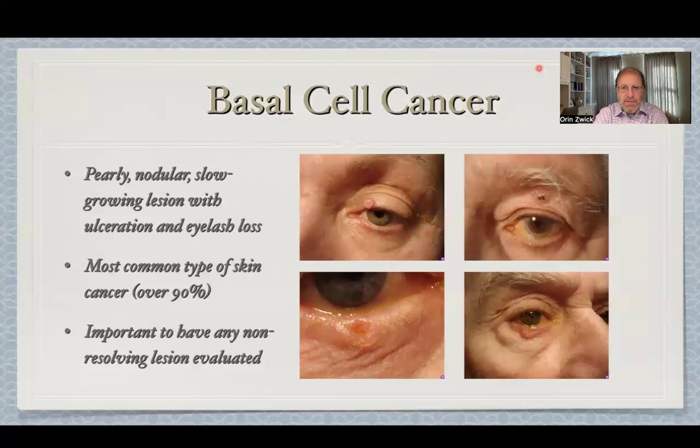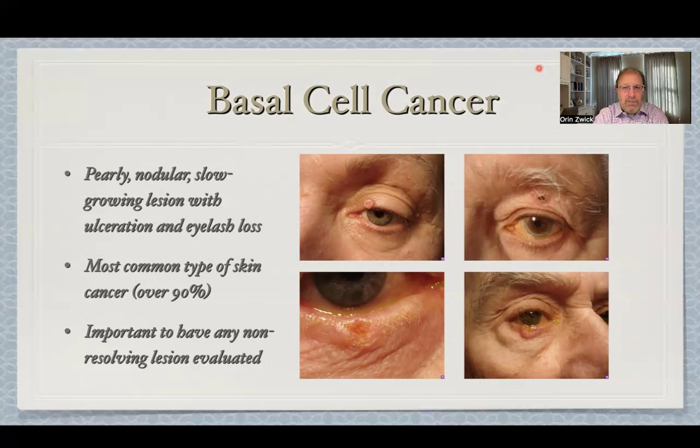So basal cells, let's move on. If you're going to guess and you're worried about a skin cancer, basal cell is your guess. 90% of all skin cancers on the eyelids are basal cells. They have a very characteristic presentation, but again, some can be misleading.